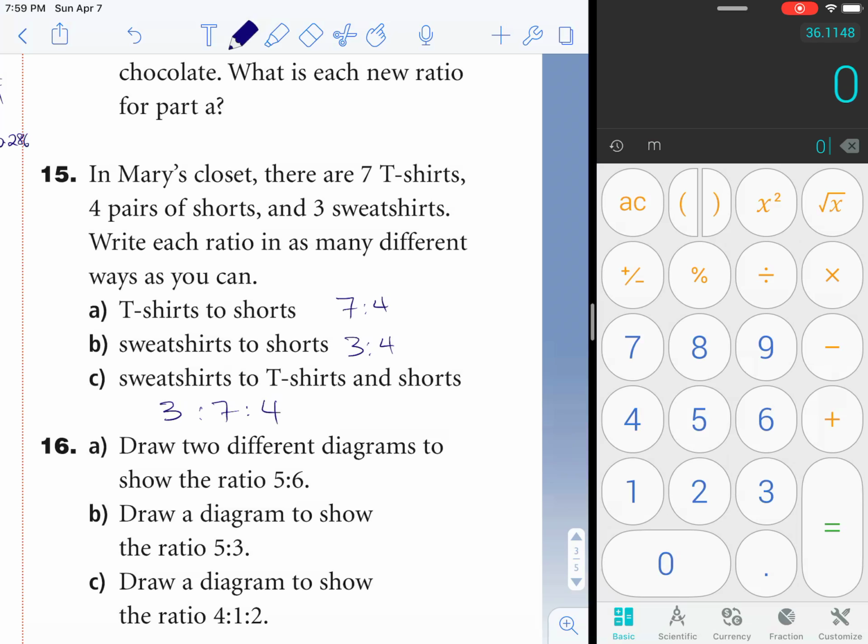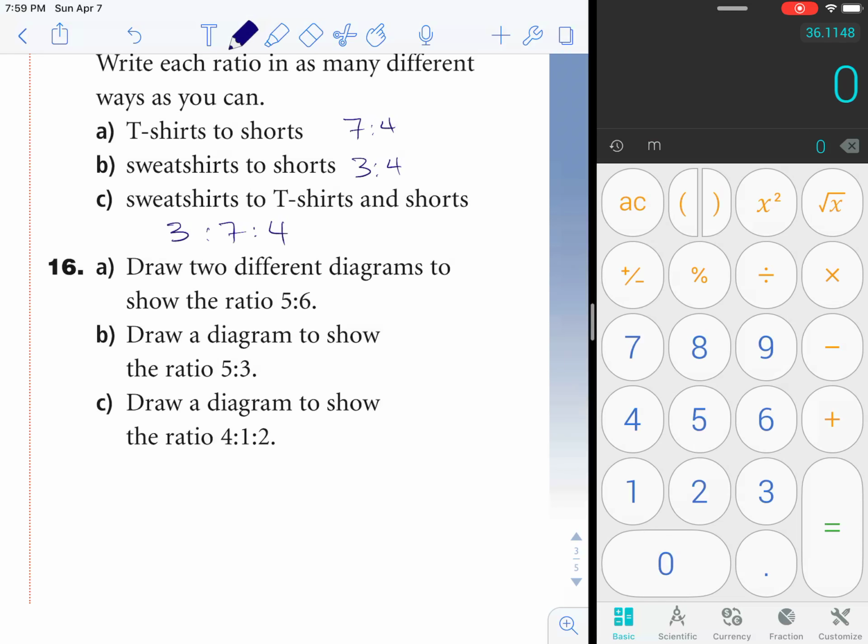Okay. Draw 2 different diagrams. Well, you could do anything. So 5 to 6. So 5 circles to 6 X's, or happy faces, sad faces. I think that's 6 sad faces. I don't know. Try 5 to 3.